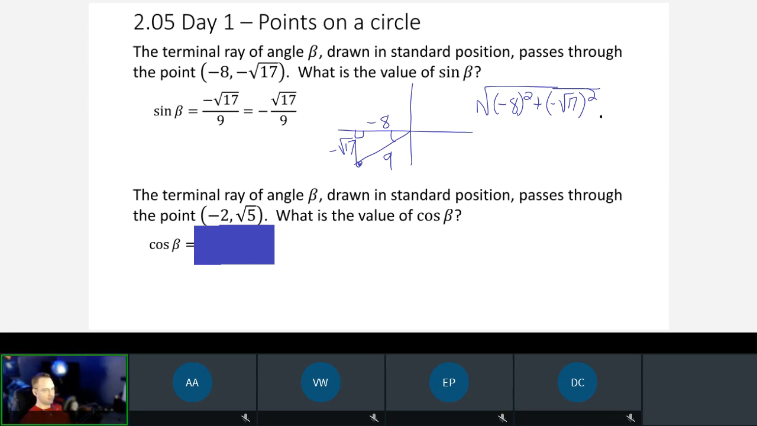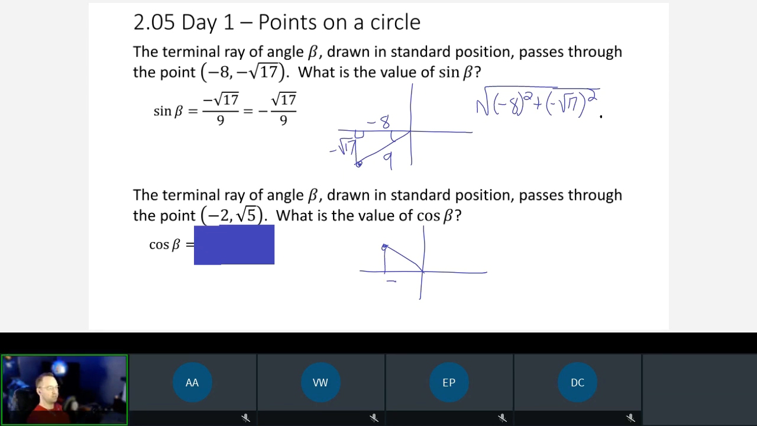You're right, it doesn't. All right, so the next example here, similar problem. It gives you a coordinate, so we like to draw pictures, right? So it's -2 and then up radical 5. So I'm just going to put a point here just to show it's in quadrant number 2.